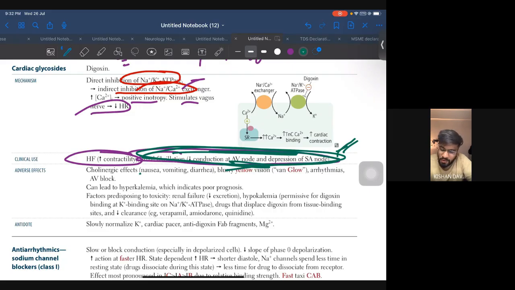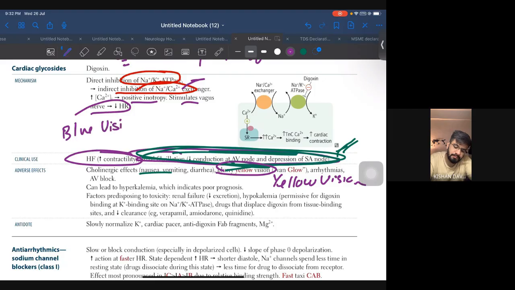Adverse effect में nausea, vomiting normally. Yeah, one thing. Yellow vision. Yellow vision is very important. So tell me where is blue vision seen? Blue vision कहाँ देखा था? Do you recollect? No, I don't remember it. नो आइडिया?